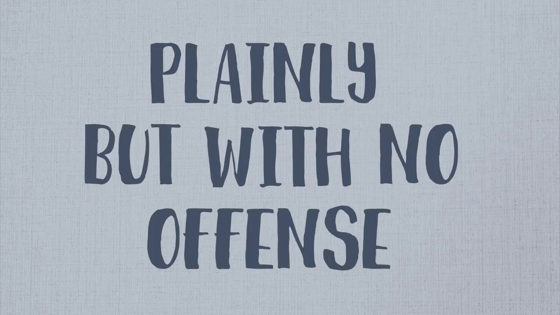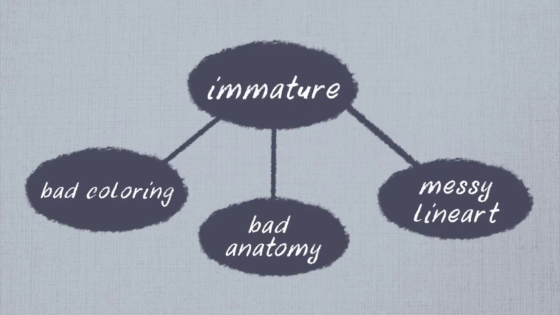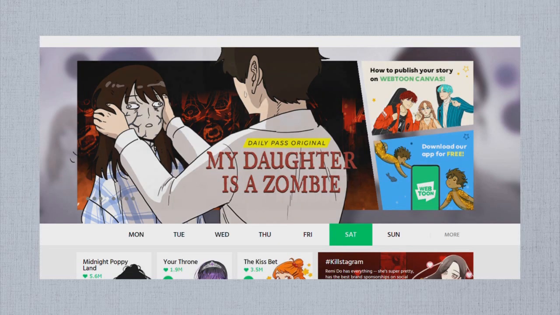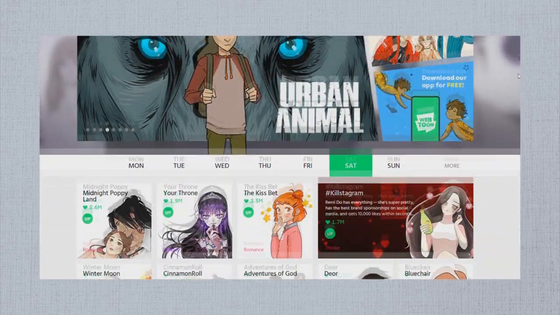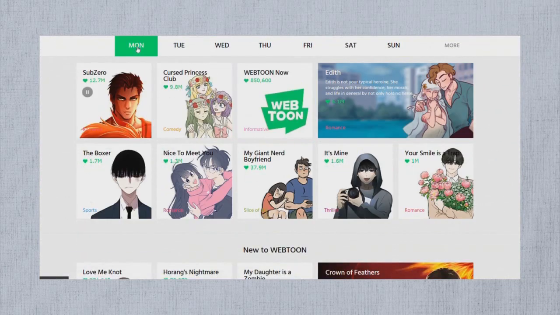Now the next thing is the art style. So again, plainly, with no offense, it could be that the art style is immature. Now, what defines an immature art style? It could be that coloring or the line art is messy, and this art style thing is very subjective, I would say, but I think it would do you good if you look at other people's webcomics and see what kind of art style gets them the views.